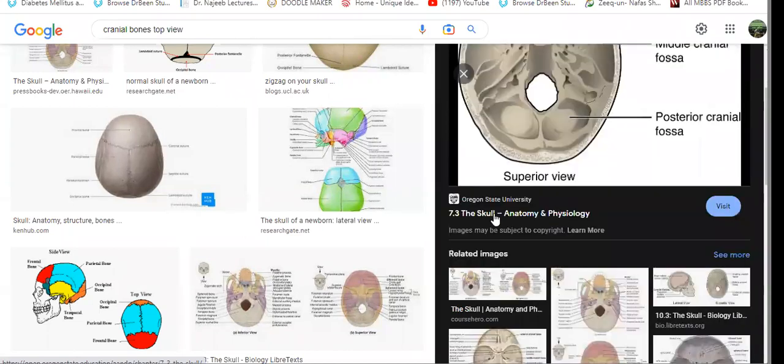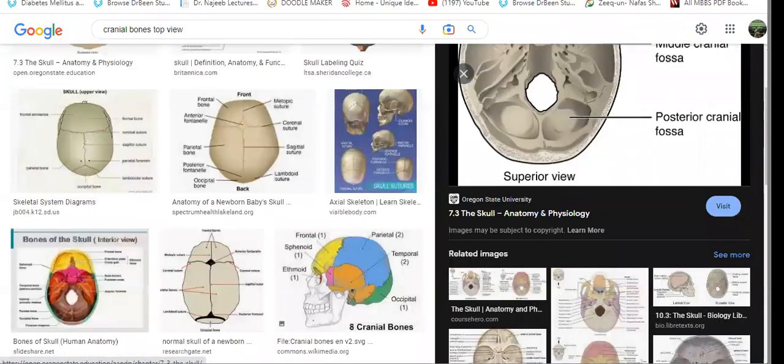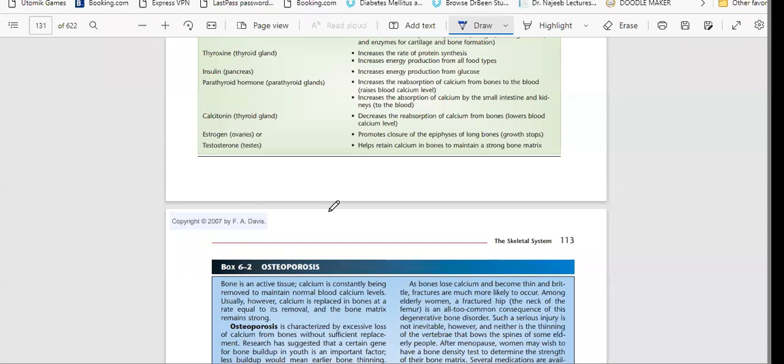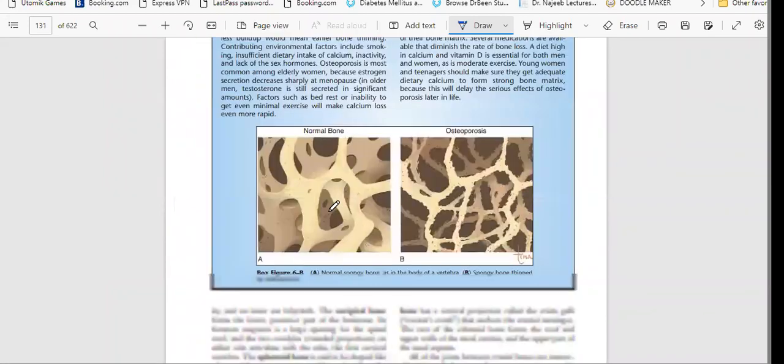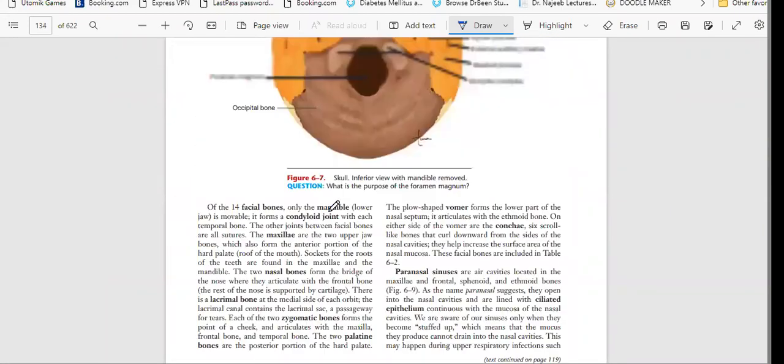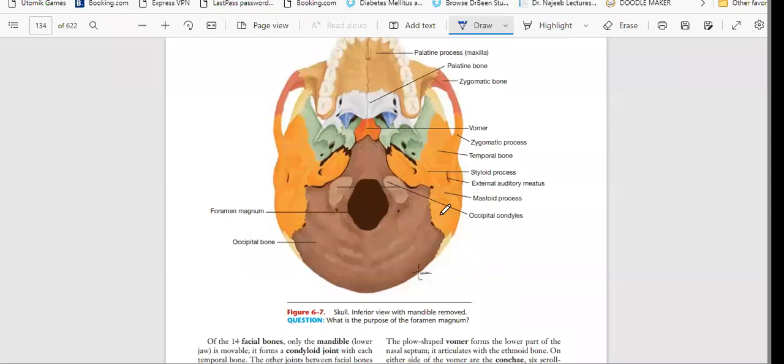This is the atlas. The atlas is attached to this area. This is the foramen magnum. You can see the two condyles. These are the occipital condyles. The atlas, C1, attaches here only.